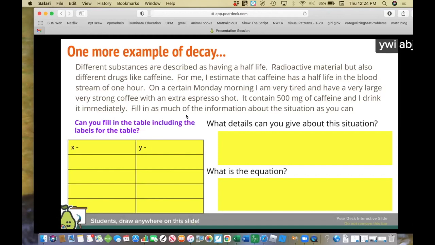I'm on a certain Monday morning, very, very tired, and I have a very large, very strong cup of coffee with an extra espresso shot. It contains 500 milligrams of caffeine, and I drink it immediately. That's like my time zero.